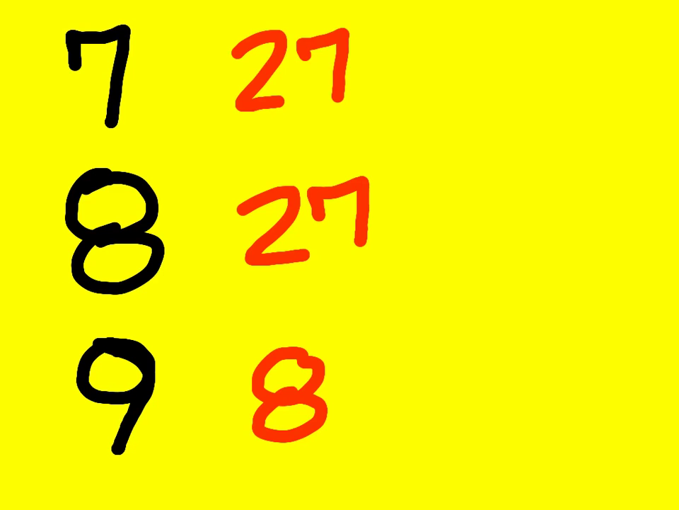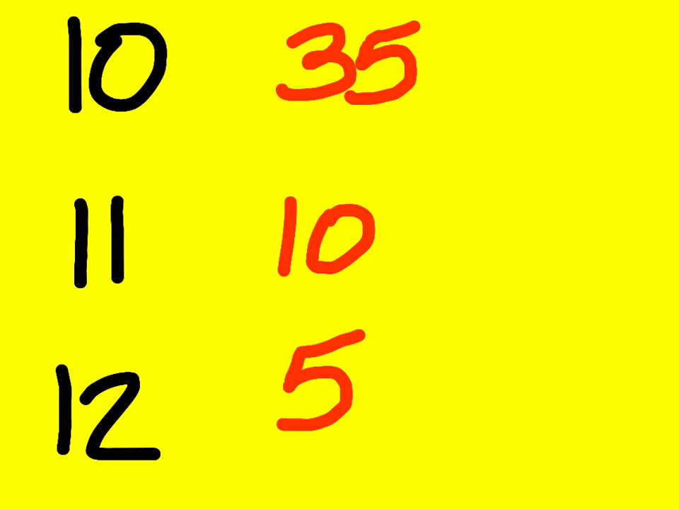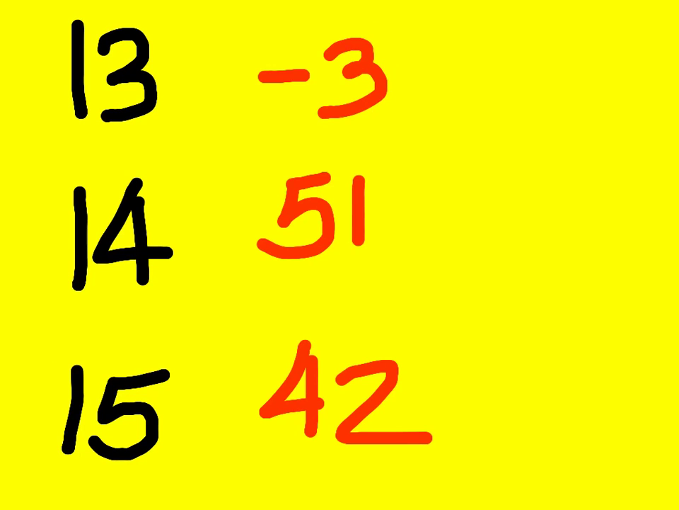Answers to 7, 8, and 9 are 27, 27, and 8. If you have all 3, come and get 3 million. Answers are 35, 10, and 5. If you have all 3 right, come up and get 3 million. Answers are -3, 51, and 42. If you have all 3, come and get 3 million.